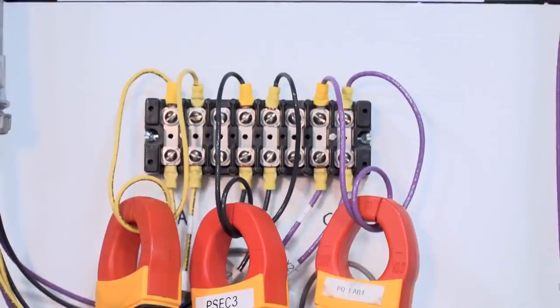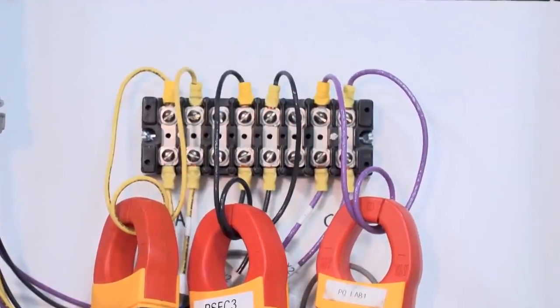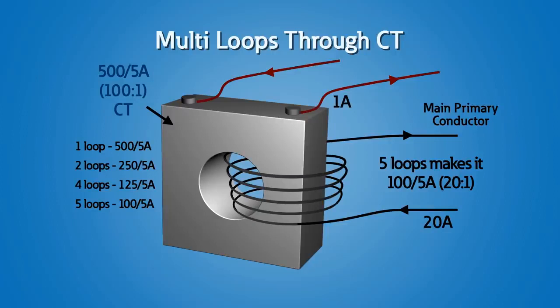A CT may not be accurate at less than 10% of its full load rating, so one way to increase the amount of current flowing through the core, especially for temporary metering, is to loop the primary wire several times through the core. For example, for a 500 to 5 amp CT or 100 to 1 ratio, looping the wire 5 times through the core will make the CT ratio 100 to 5 amps.